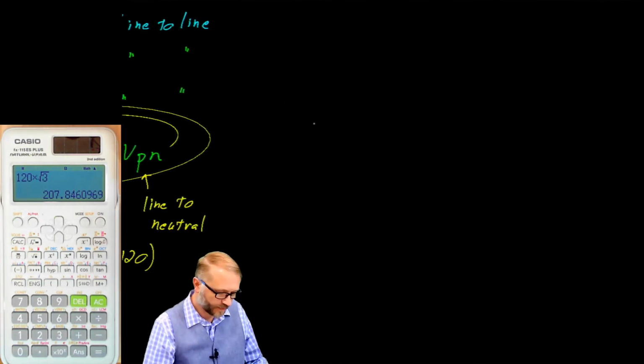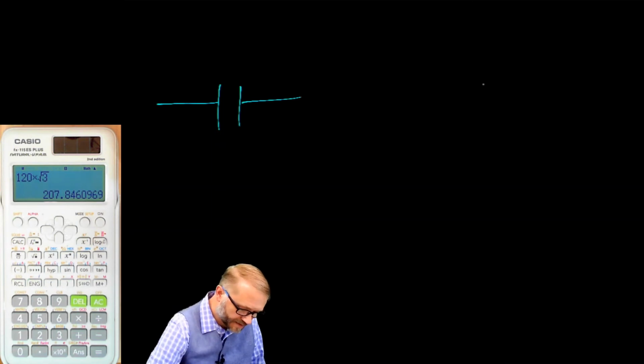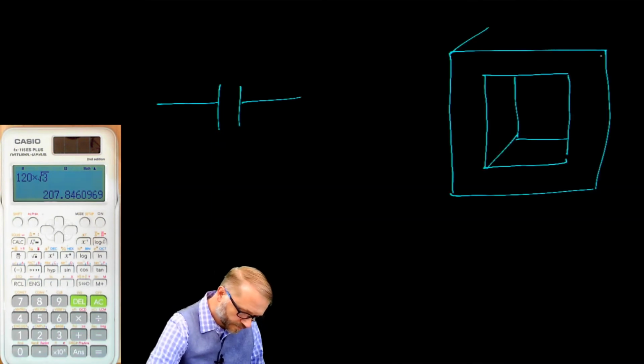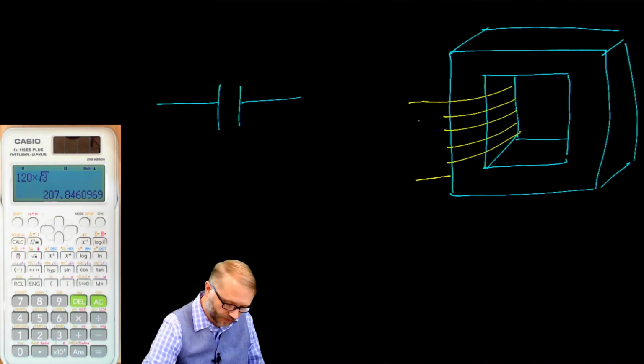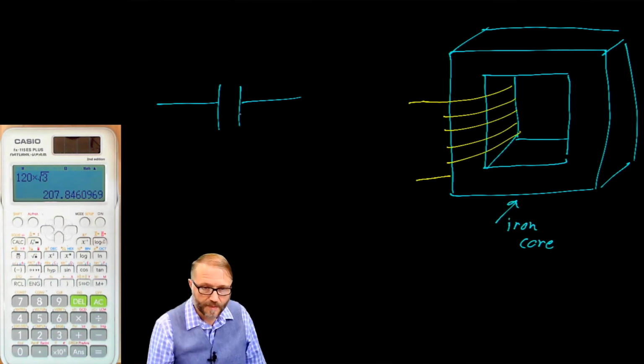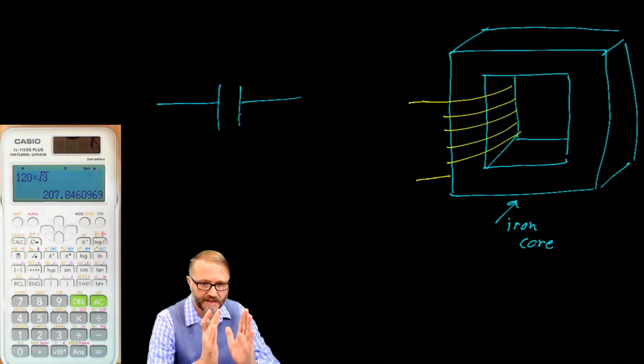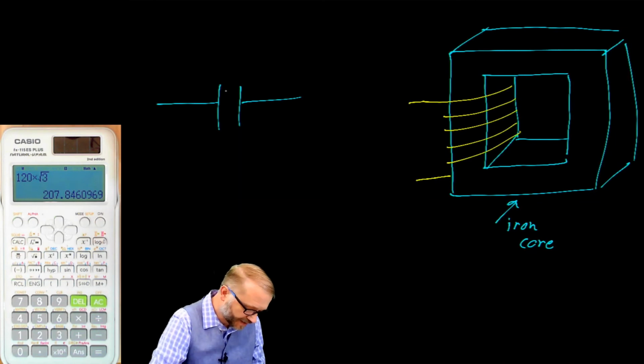All right, enough about three-phase. Let's go back and look at capacitors and inductors. The inductor has a coil of wire on an iron core. Remember, the capacitor is two metal plates separated by a dielectric, and that dielectric is an insulator.